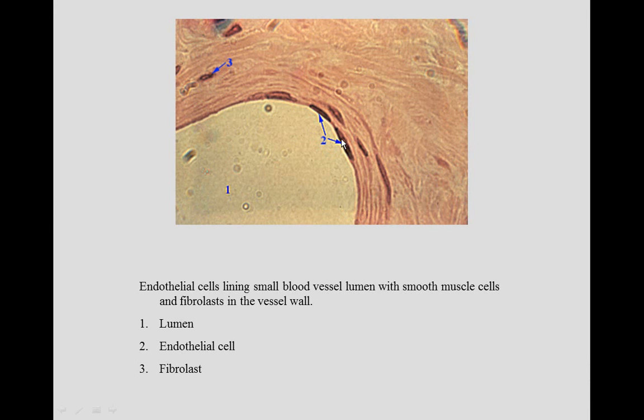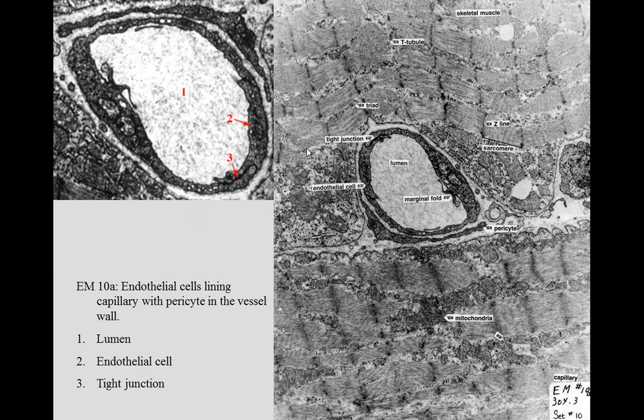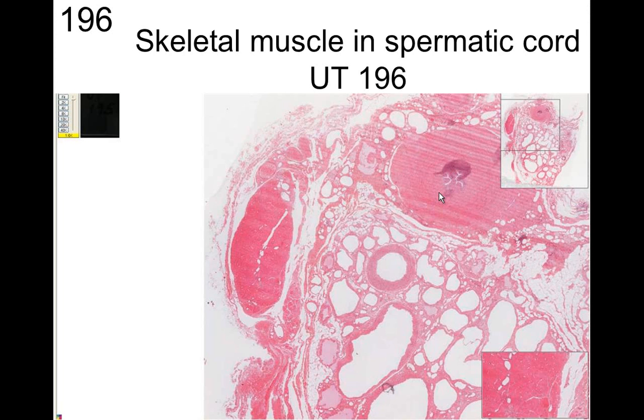Lining blood vessels, we have endothelial cells, simple squamous epithelial cells, which are endothelium. Endothelial cells line blood vessels, as we see here. Here's a little marginal fold which kind of forms over the junction to help prevent bombardment with red blood cells and white blood cells going through.